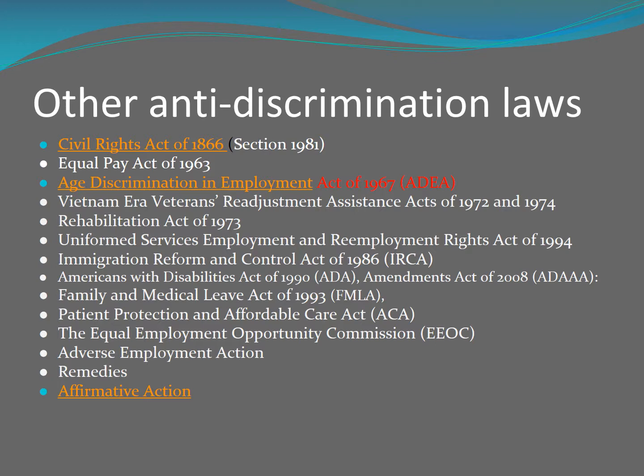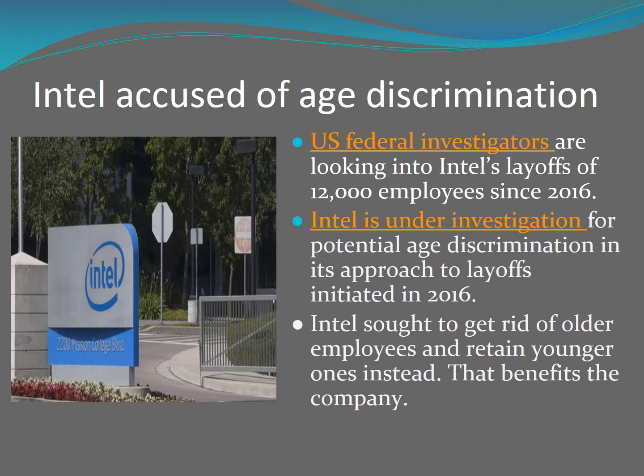Adverse employment action. In most discrimination cases, the employee must establish that his or her employer subjected them to an adverse employment action. Remedies. Available remedies in discrimination cases generally include compensation for lost salary and benefits. And lastly, affirmative action. Affirmative action is a federal executive order prescribed to protect federal employees and employees of certain federal contractors. So, let's go to our current case.